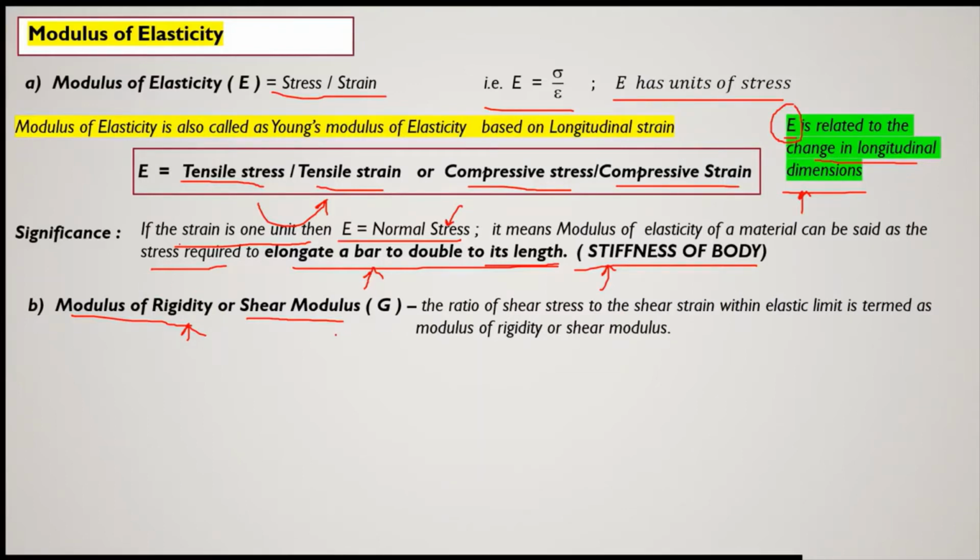If the material is very rigid, if rigidity is high, that means to change the shape of that body or to distort that body, more stress is required. So it is defined as the ratio of shear stress to shear strain within the elastic limit, and it is called modulus of rigidity or shear modulus.